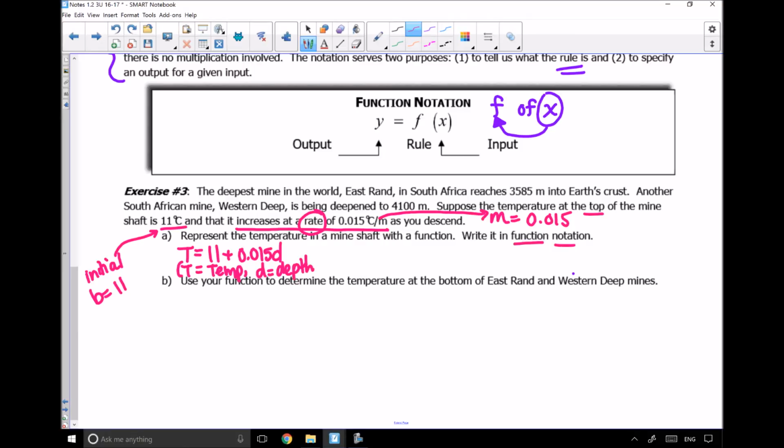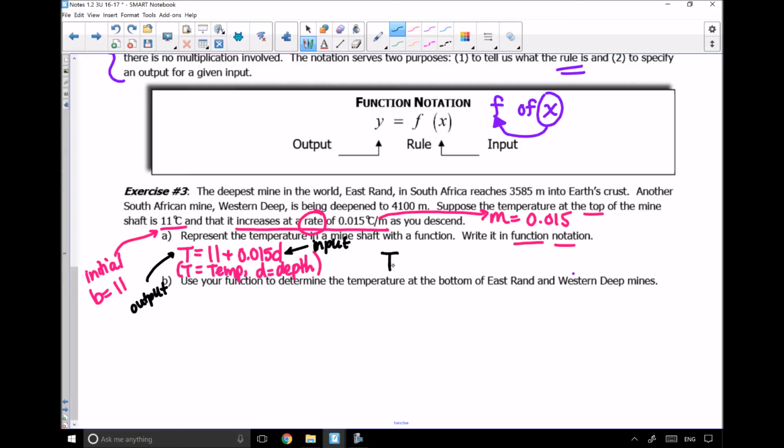Well, we know that T is your output right here. So I'm going to say that this is your output, and we know that D is your input. So this is my equation, this is my rule. My rule says to multiply the depth by 0.015 and then add 11 to it. However, how do I write this as a function?